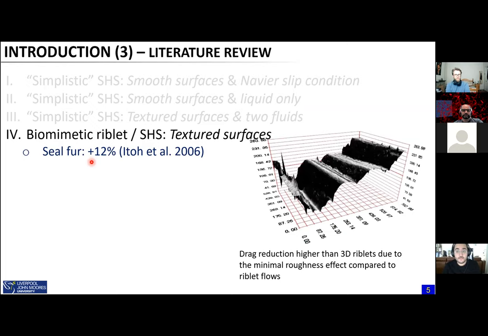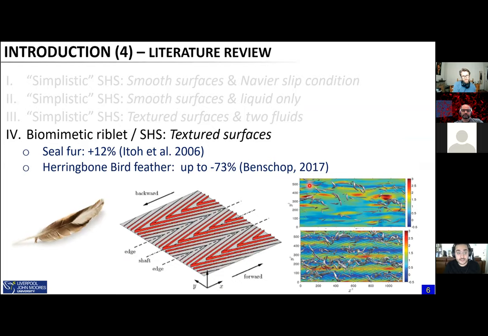The fourth is biomimetic surfaces, where textures are inspired by aerodynamically efficient creatures, examples of which include but are not limited to the seal fur geometry, which exhibited a drag reduction of 12%, according to Ito et al., who also suggested that drag performance was better than riblets. And the reason behind that was due to the minimum roughness effect associated with the use of this texture. However, with biomimetic textured surfaces, this is not always the case.